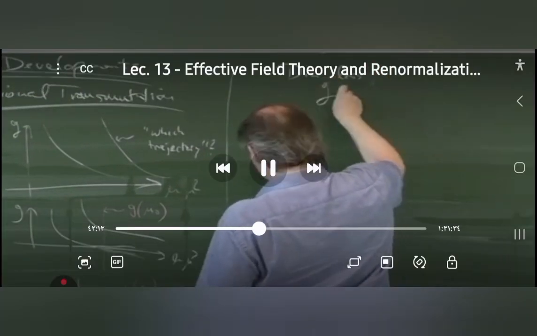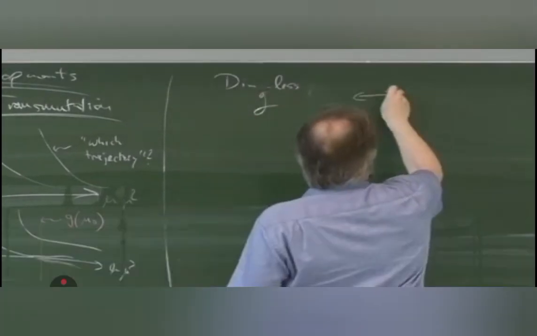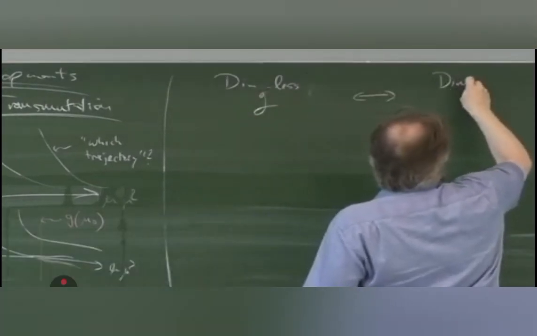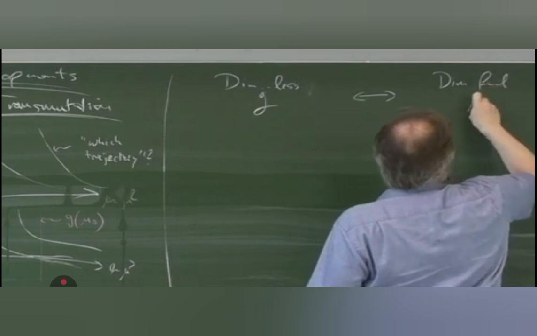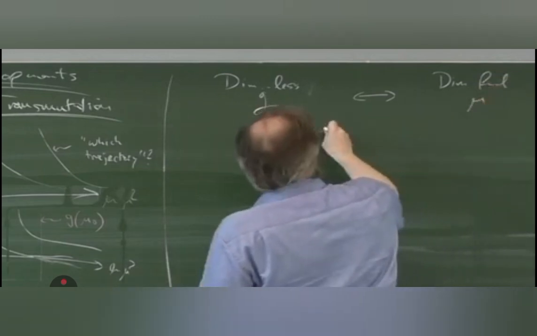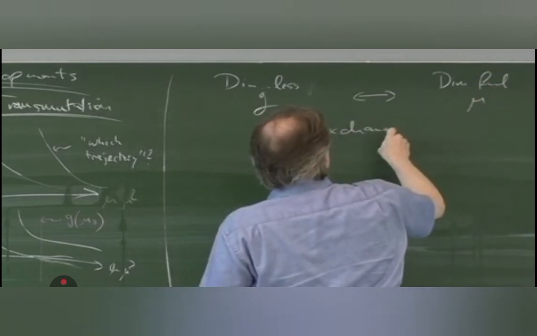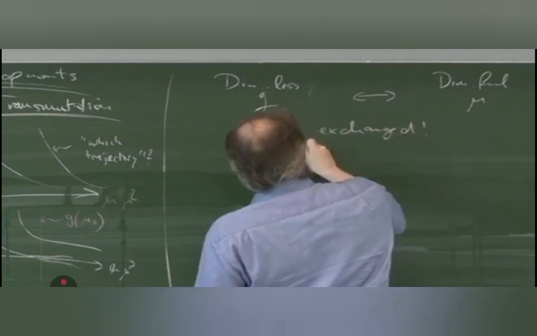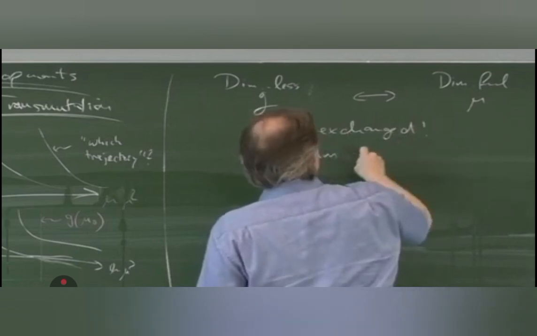Parameter g in favor of parameter mu. And this exchange is called dimensional transmutation.